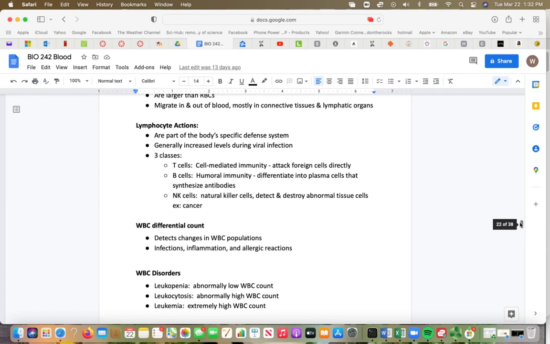The first class is the T cells. These will give your cell-mediated immunity. They're going to attack the foreign cells directly. A lot of times those foreign cells want to get inside our cells, so they're attacking that. B cells are responsible for more of your humoral immunity. They'll become a plasma cell that's able to synthesize antibodies. And then the natural killer cells, or NK cells, detect and destroy abnormal tissue. These are really useful for attacking cancer cells. They are your friend.